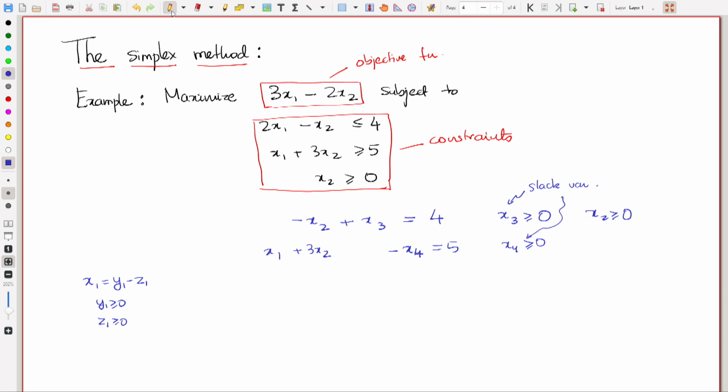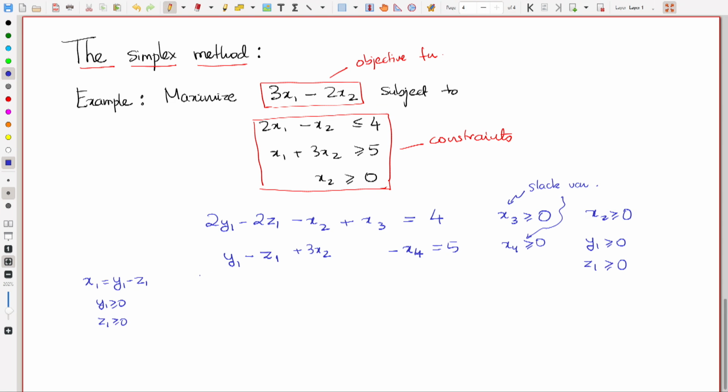2 y 1 minus 2 z 1, and here also we will replace it by y 1 minus z 1. Right. So, now we have y 1 greater than or equal to 0, z 1 greater than or equal to 0. So, we have 1, 2, 3, 4 variables, 2 equations, all the variables are required to be non-negative, and what is our objective function?